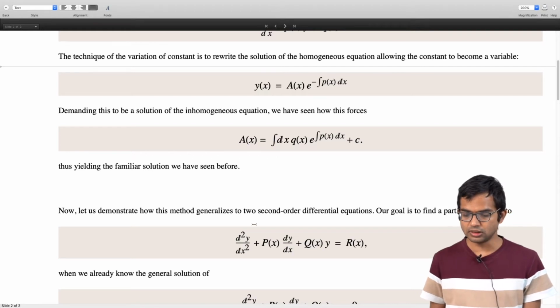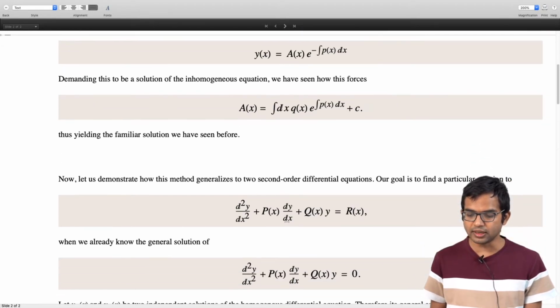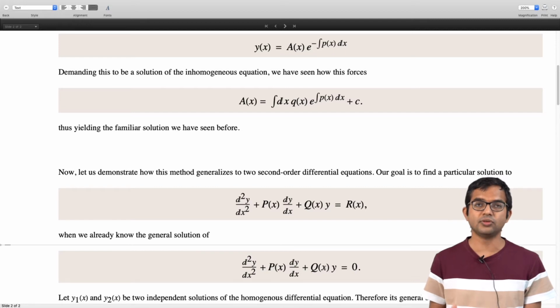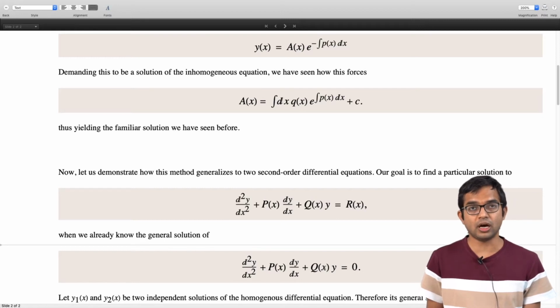Now the goal here is, suppose by some means we know the full solution of this differential equation, which itself may not always be an easy problem. Because here we are looking at a scenario where both p of x and q of x may be arbitrary functions, which by itself may turn out to be a hard problem.